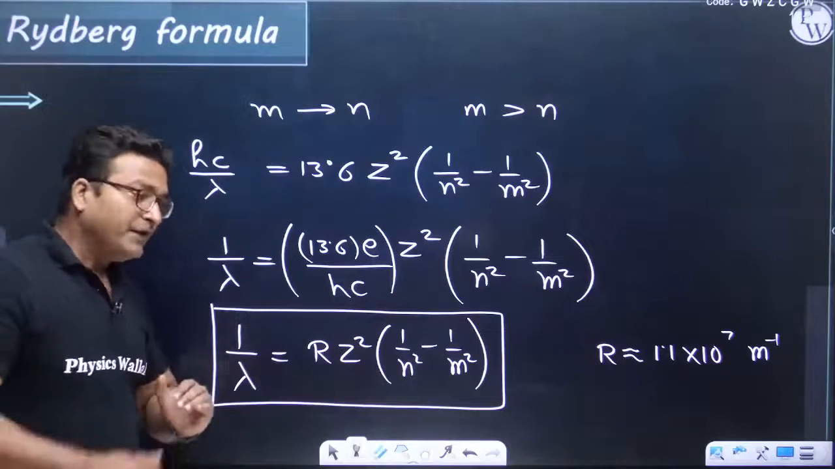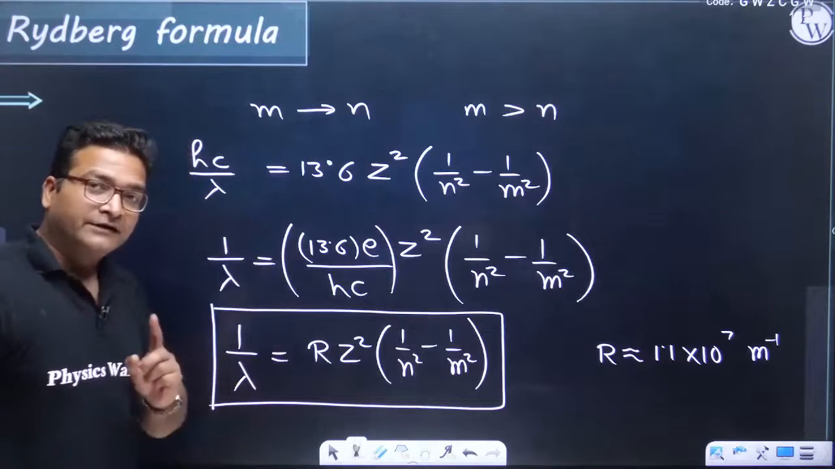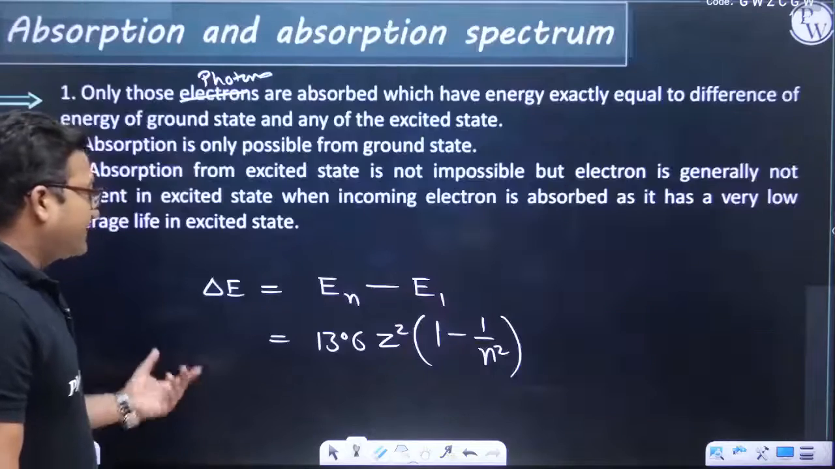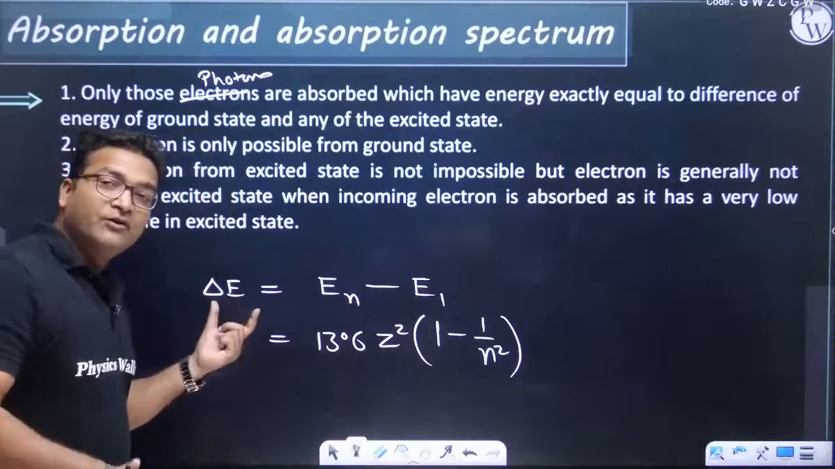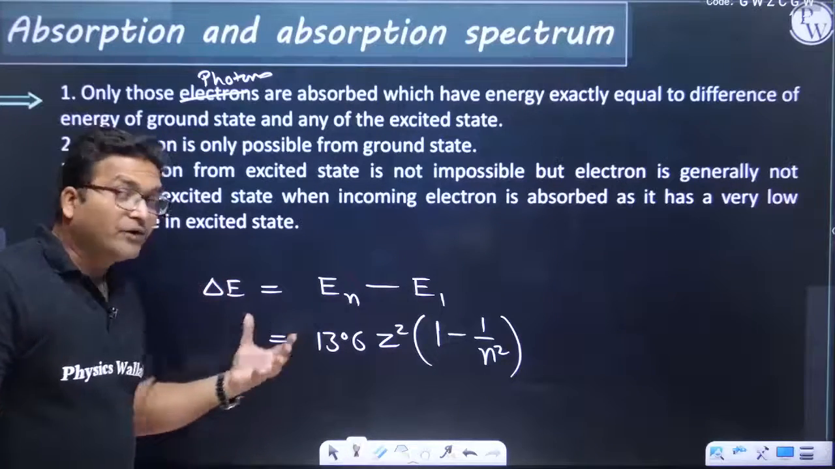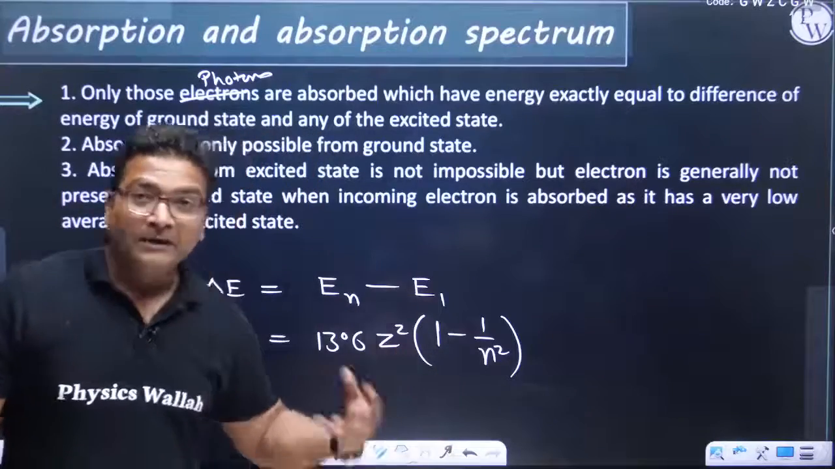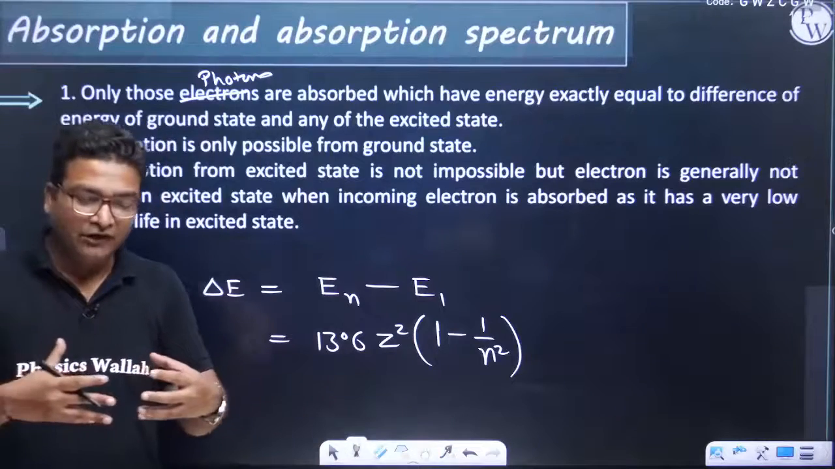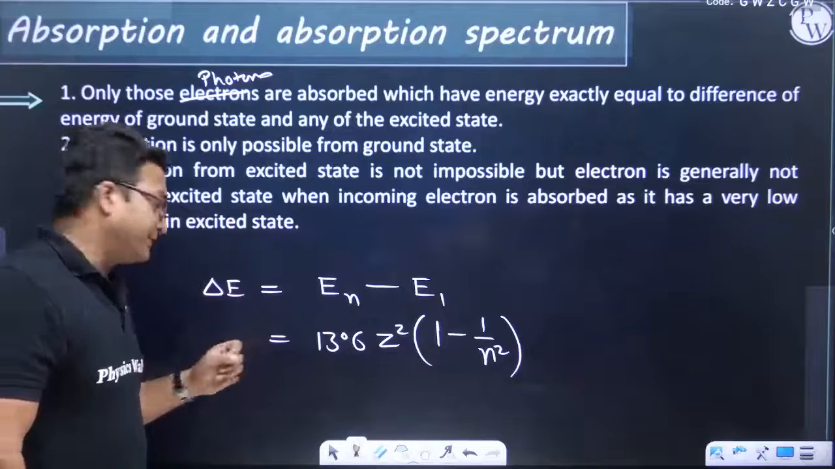Always remember, if an electron jumps to a higher energy orbit from the ground state, this is called absorption, and the energy required for absorption is given by this formula. This energy may come from a photon, from an incoming electron, or from collisions, the loss of kinetic energy during collisions. So there may be multiple sources of this energy, right?